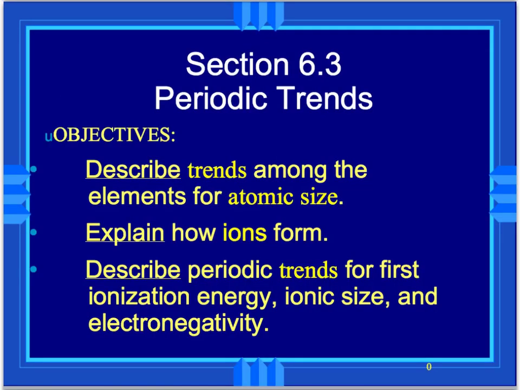In this lesson, and probably I'll have to make a 4th part as well, we're going to describe the trends among the elements for atomic size. We'll definitely get to that in this video. And then we'll also talk about how ions form. I'm not sure if we'll get to this last part about the trends of ionization energy, ionic size, and electronegativity.